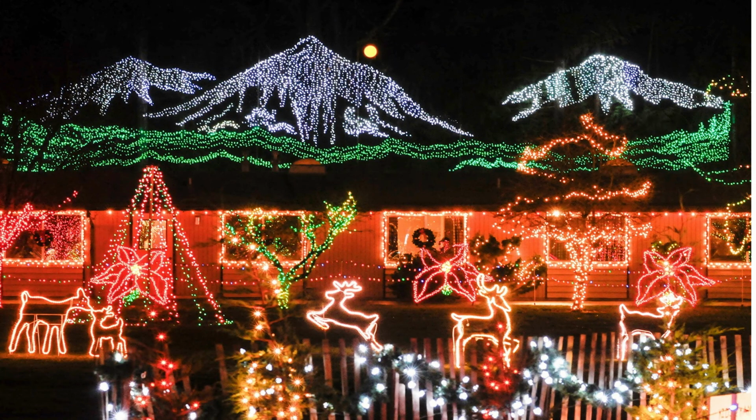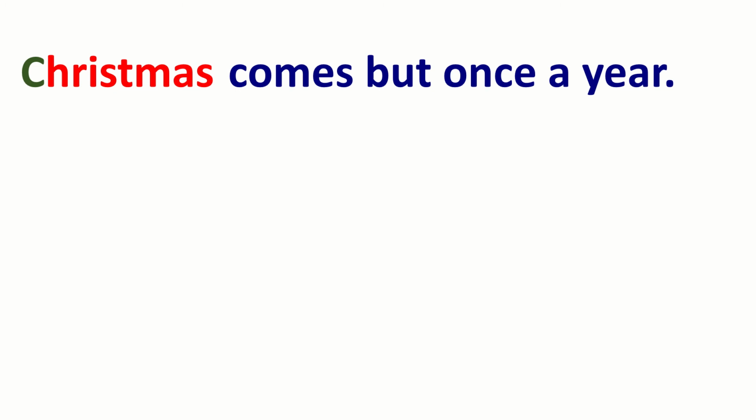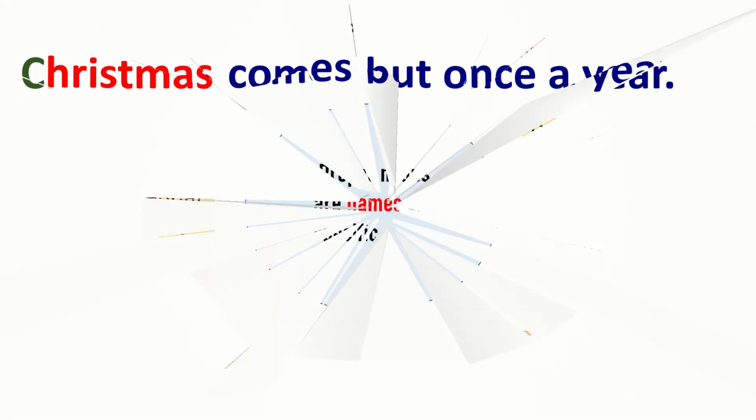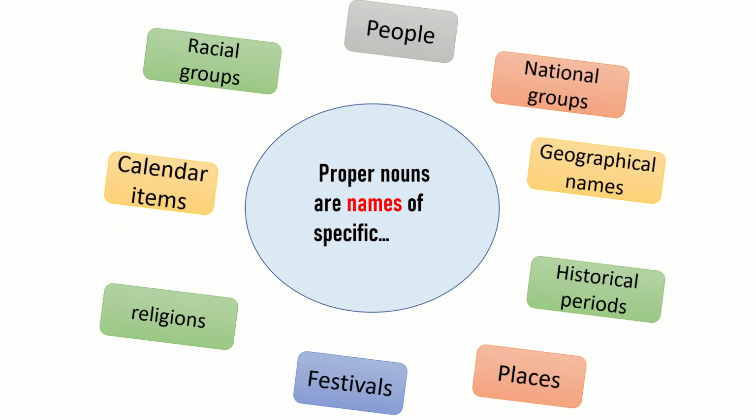This is going to be a name of a festival. You can guess it. It's Christmas. Christmas comes but once a year. Everybody likes Christmas, but it comes once a year. When it comes, it brings all the joys and happiness. That's the meaning of this proverb. It's a name of a festival.